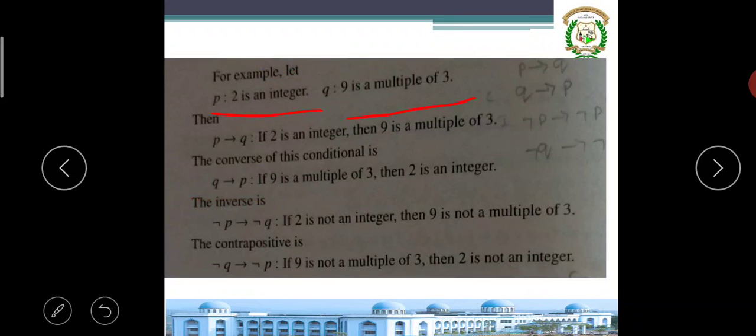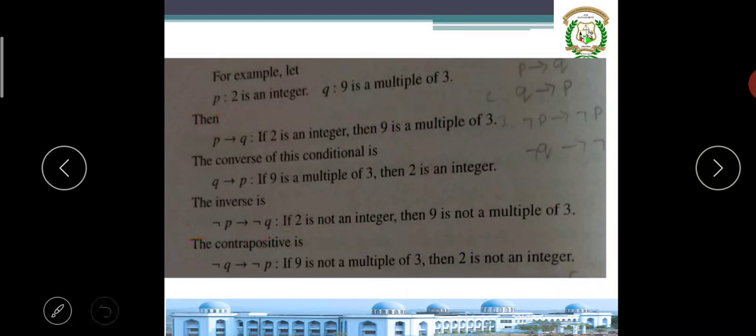Now my question: how do you write negation of P implies negation of Q? P is 2 is an integer. Negation of P is 2 is not an integer. Negation of Q is 9 is not a multiple of 3. So negation of P implies negation of Q is: if 2 is not an integer, then 9 is not a multiple of 3.